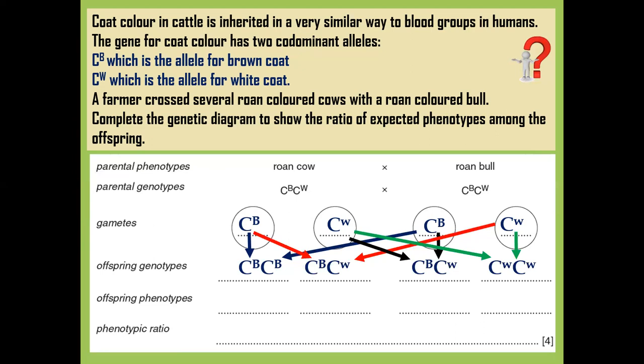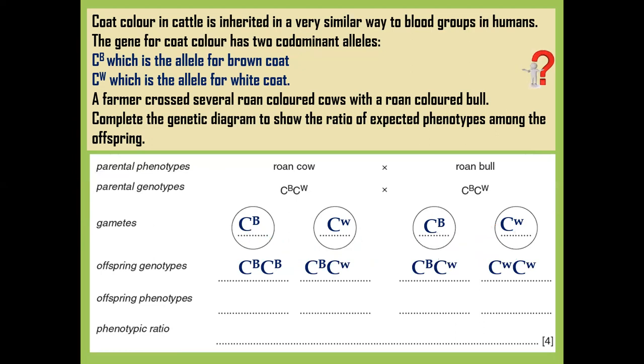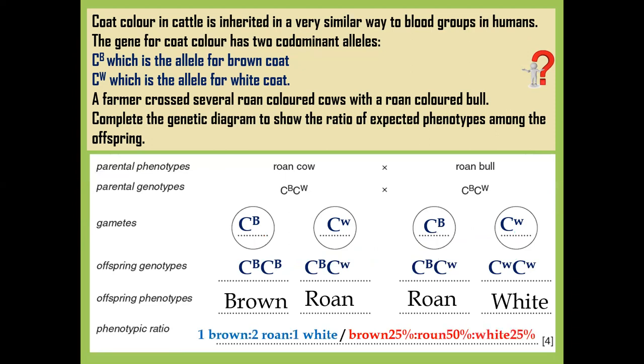So here, if you calculate the phenotypic expressions, this phenotypic expression is related to the genotypes. For example, if there's a homozygous B, that will produce a brown color. Heterozygous will produce roan color, while homozygous W will produce white color. When we calculate the ratio of phenotypic expressions, we can calculate it as a simple whole number ratio. For example, 1 is brown, 2 are roan, and 1 is white. Or we can say 25% is brown, 50% is roan, and 25% is white.